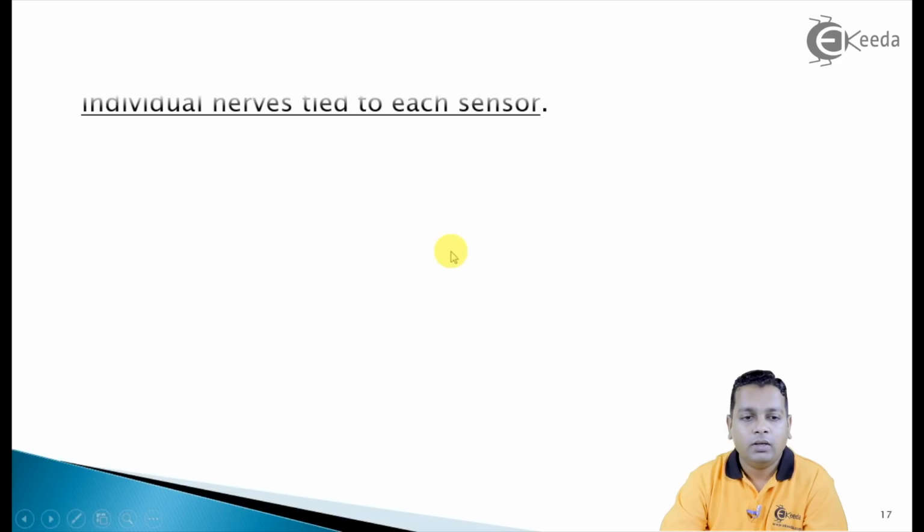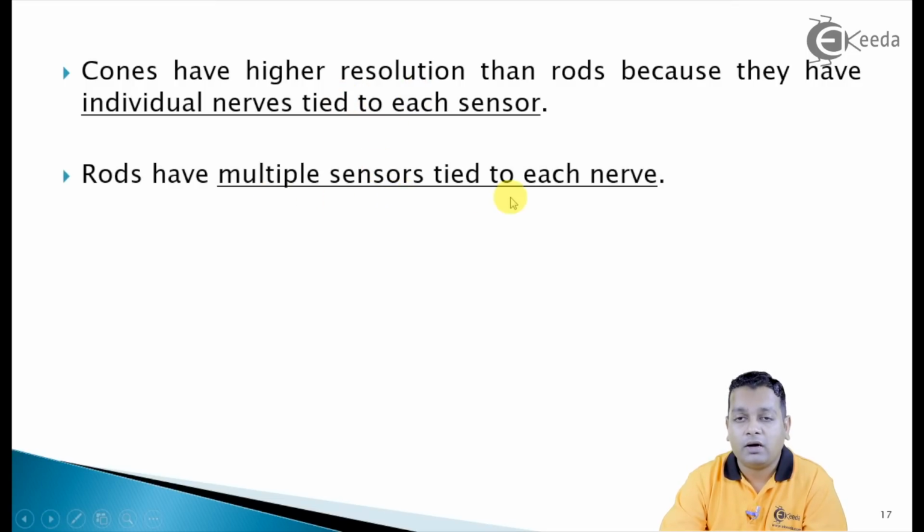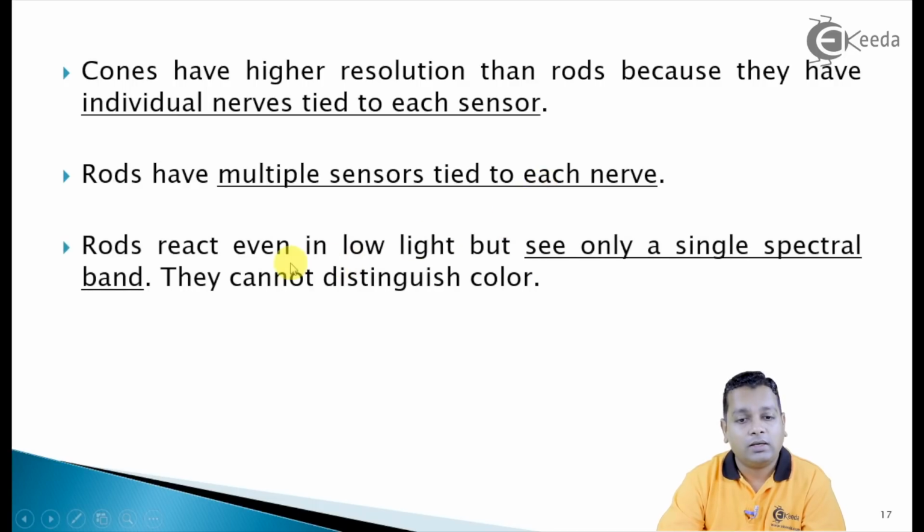The cones also have higher resolution than the rods because they have individual nerves tied to each sensor. This is the main reason why the cones have higher resolution. The rods have multiple sensors tied to each nerve. Rods react even in low light. That is why in the comparison we saw night vision for the rods, but they can see only a single spectral band, hence they cannot distinguish color.